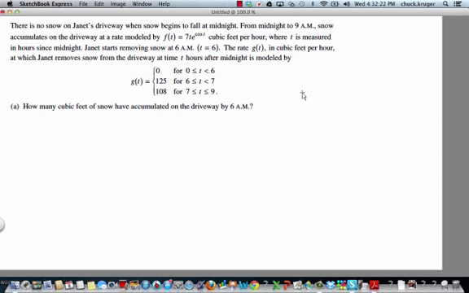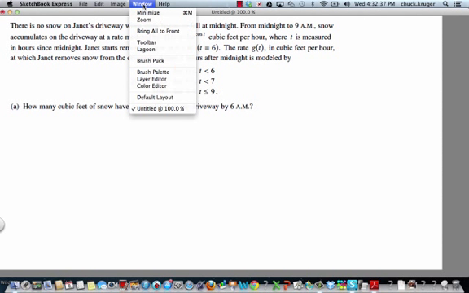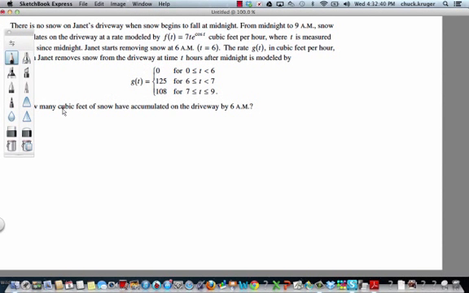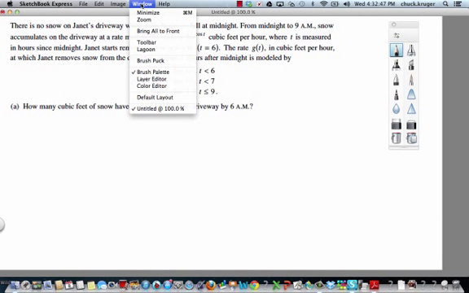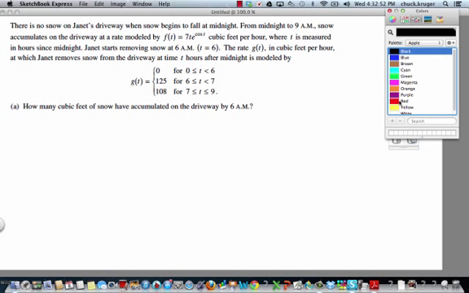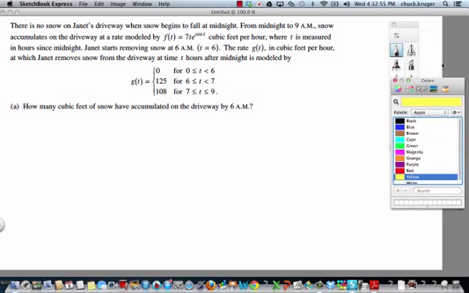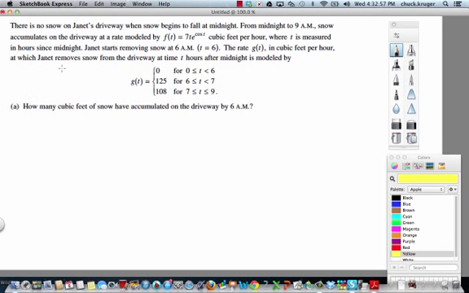I'll read this one. It says, "There is no snow on Janet's driveway when the snow begins to fall at midnight. From midnight to 9 a.m., snow accumulates on the driveway at a rate." Now notice it says rate here, so I'm going to circle that in a particular color. Okay, right here, a rate.